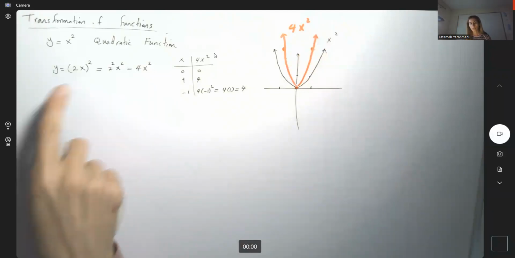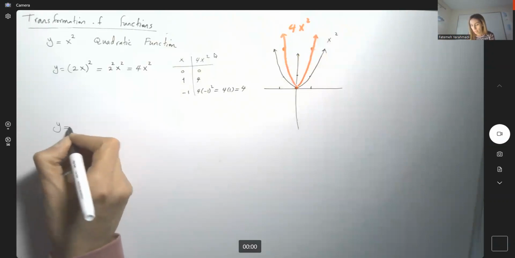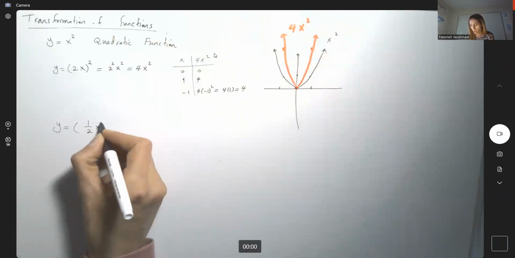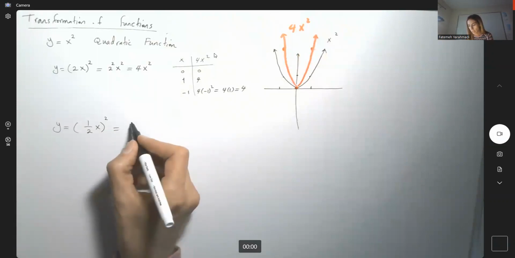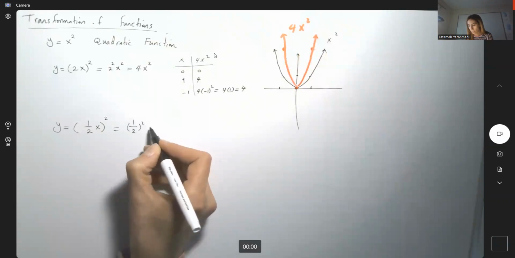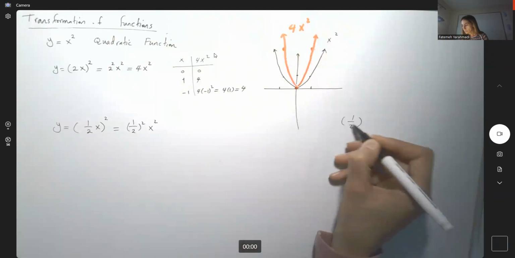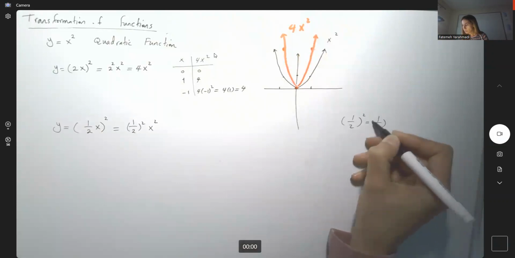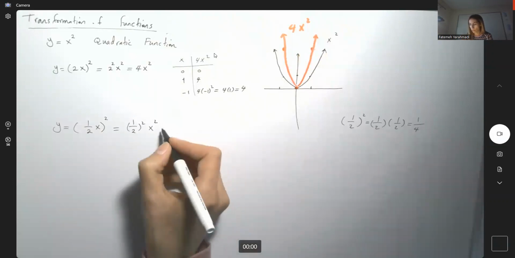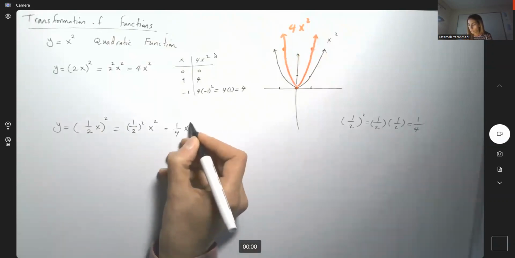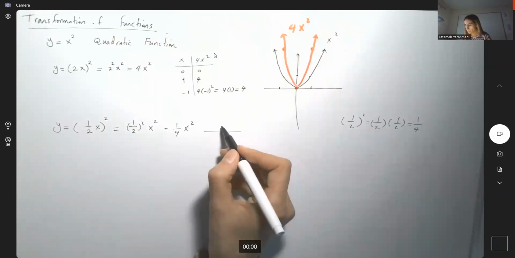What if I multiply x by a fraction, like a half? Y is equal to a half times x to the second power. See what's happening here. I have a half to the second times x squared. A half to the second is a half times a half. 1 times 1 is 1 divided by 4. So I get 1/4 x squared. Okay, let us graph this guy then.